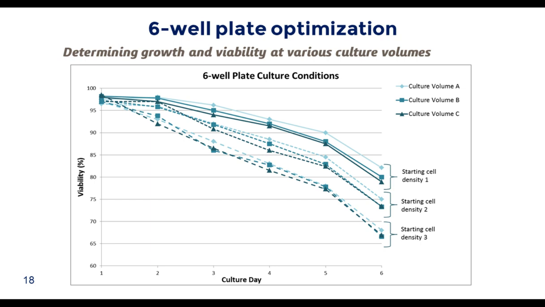In the chart, in all 3 starting cell densities, culture volume A, the lightest blue line, returned the best cell viability, and a culture duration of less than 4 days was required to maintain viability.